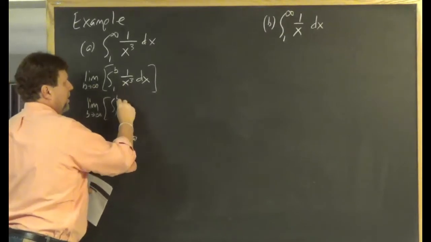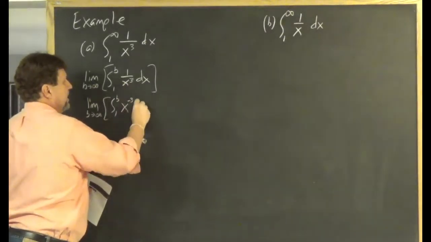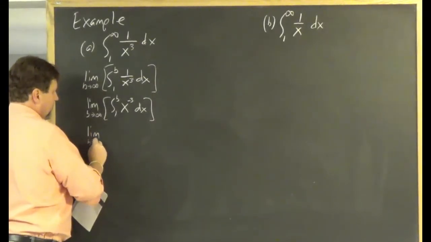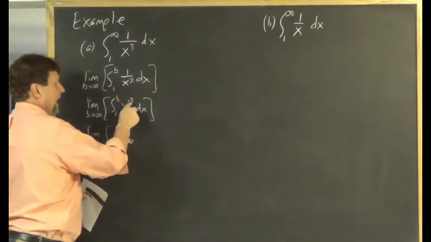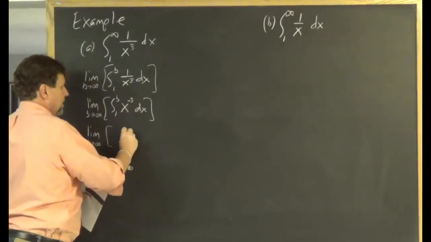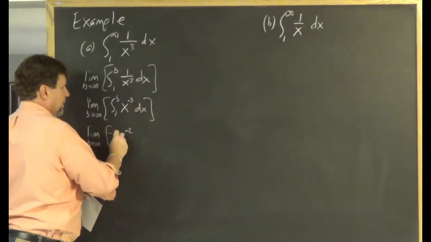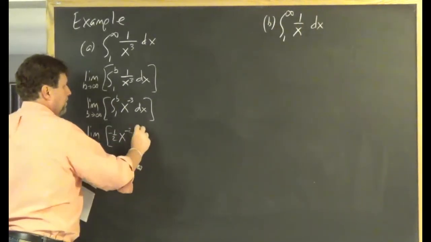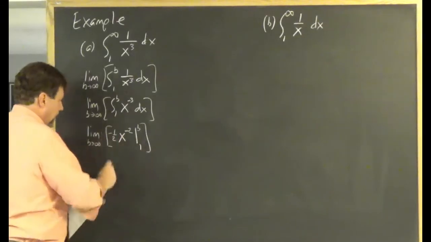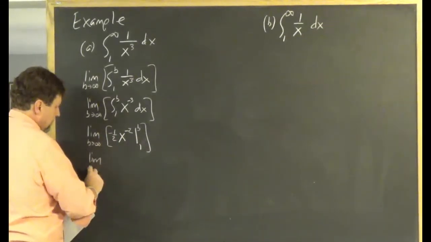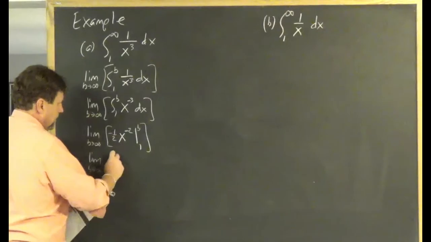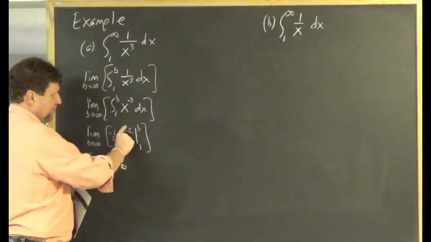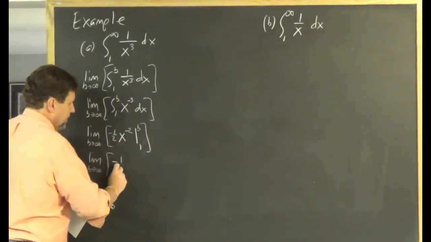I would rewrite 1 over x cubed as x to the negative third. Then we can use the power rule to get an antiderivative. Let's see, I add 1 to the exponent, and I have to put the reciprocal of the new exponent out front as a little multiplier. Evaluate from 1 to b. And I'm going to do one more little algebra step here. I'm going to rewrite this negative exponent as a positive exponent. So remember, I'm going to drop it downstairs.